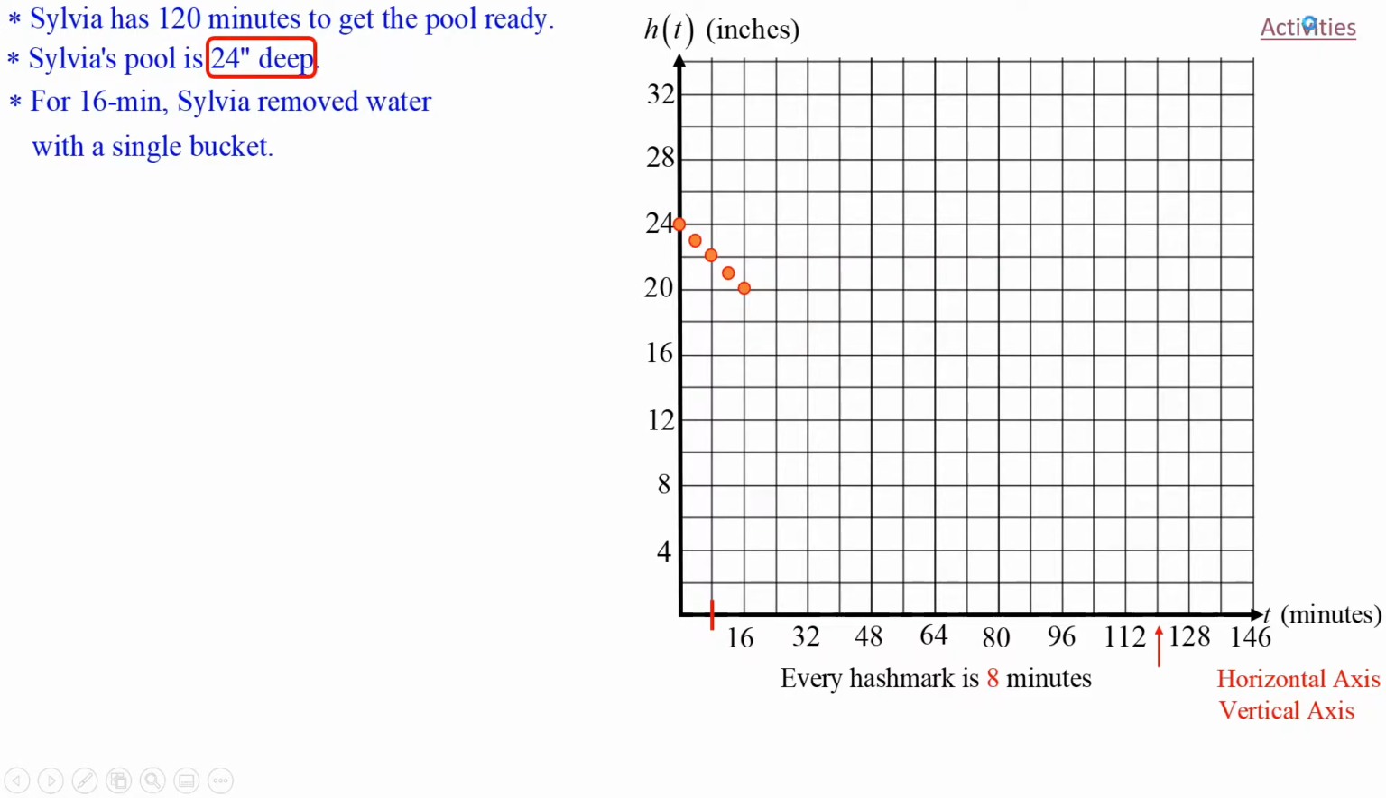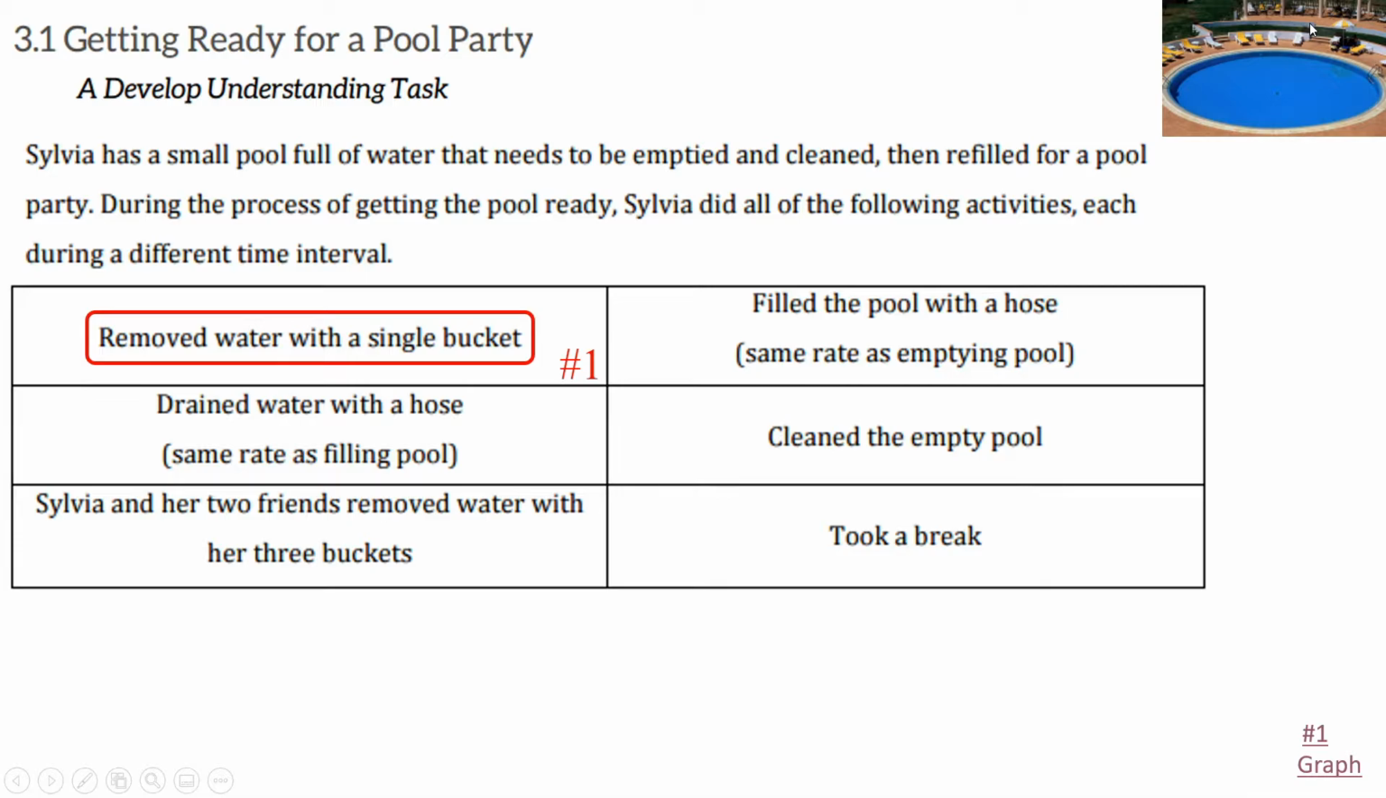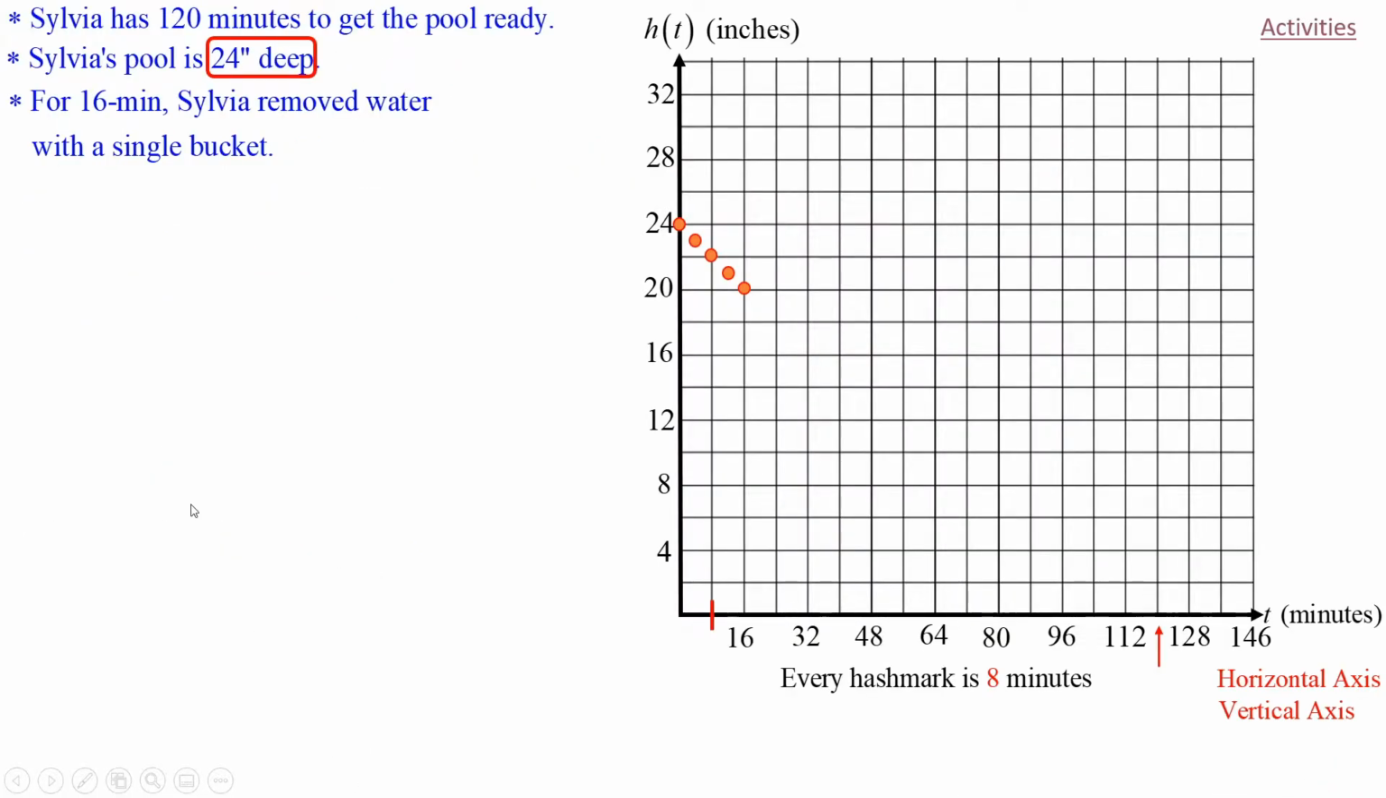Let's go back to the activities, all right? So next, Sylvia is going to drain the water with a hose, the same rate as she's going to fill the pool when she's all done here. All right, so I'm going to go back to my graph. If Sylvia is going to drain water with the hose, then first she has to, like when I'm doing this kind of stuff, I have to go to my shed and find my darn siphon hose. All right, and that takes time.